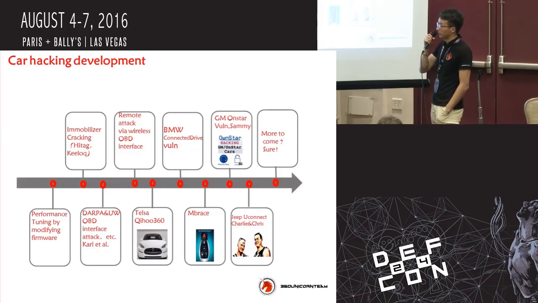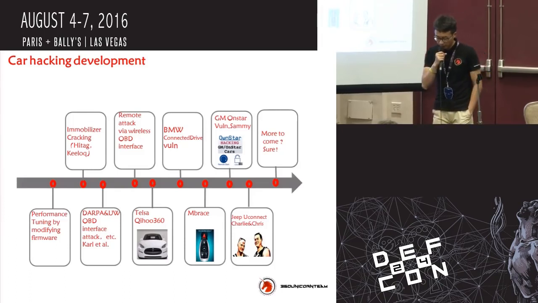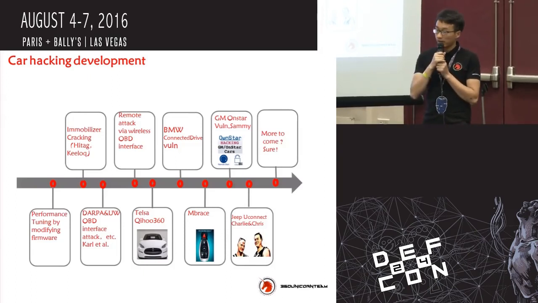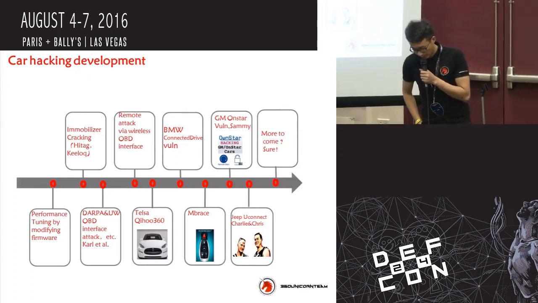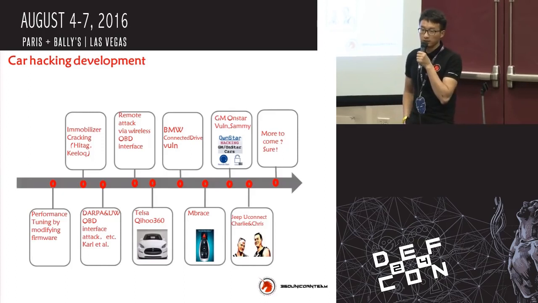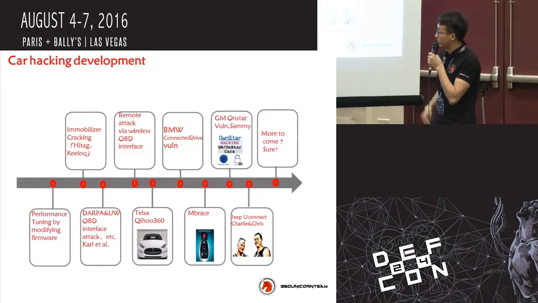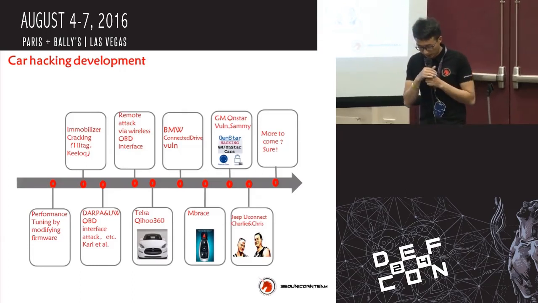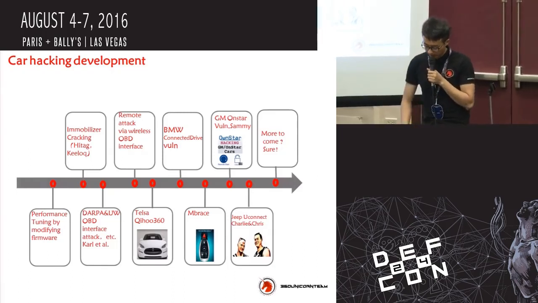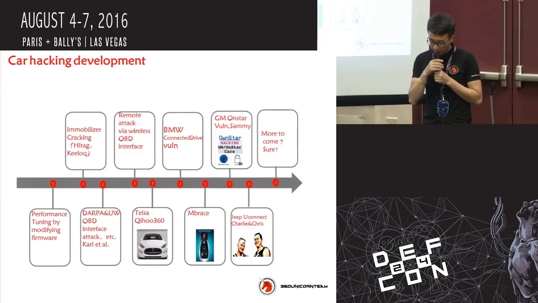Okay, so this is a timeline of the car hacking development. It all started from performance tuning. The hackers try to modify the firmware in order to increase the performance of their cars. For example, if the car manufacturers have a speed limit programmed inside the controller of the automobile, they might change that. And then immobilizer hacking, with the purpose of stealing the car. And then it started remotely hacking the car, so you can remotely control the car too.